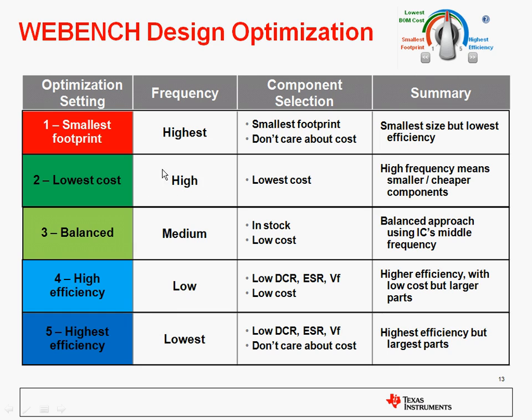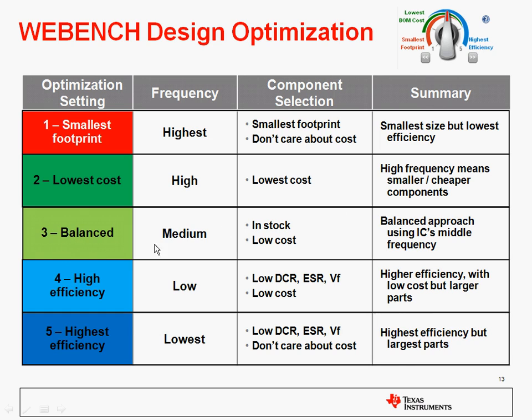For knob setting 2, for lowest BOM cost, we still maintain a high frequency, and that's because it turns out that high frequency, these smaller components, tend to be lower cost. And in our component selection algorithms, we also allocate more priority for low-cost components. This results in a design that is smaller and has cheaper components than other designs at the other knob settings.